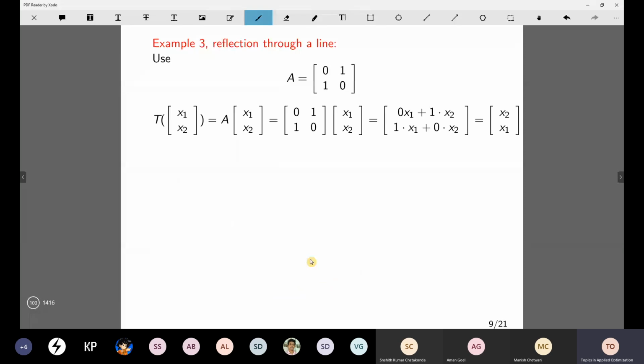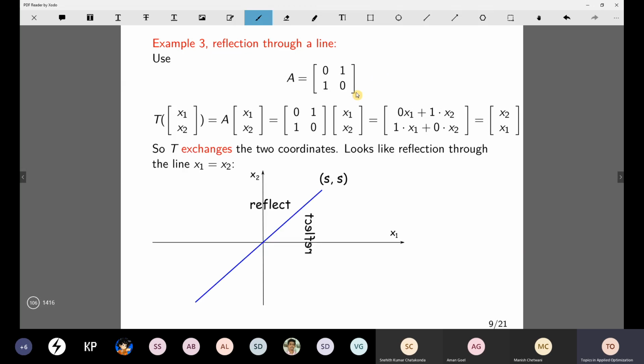So reflection through a line. If I choose a matrix to be like this, then it has the effect of reflecting through a line. Let us say we had some vector here, and if I multiply by this matrix, then it will come here. So it will reflect it through the line. Basically these components flip. If you flip components, then it acts like a reflection about the x equals y line.